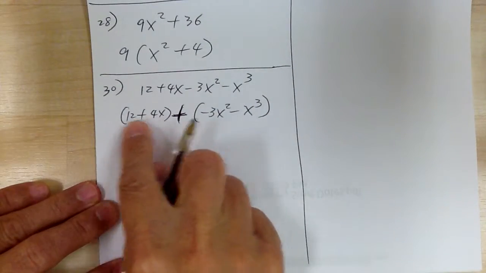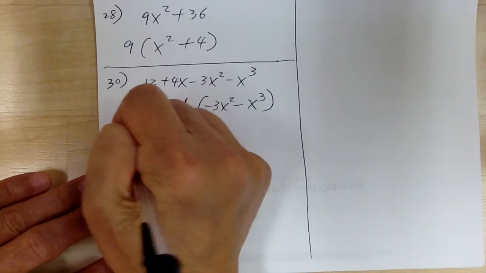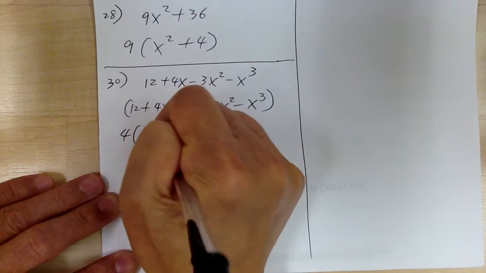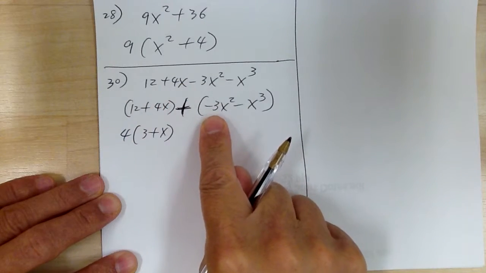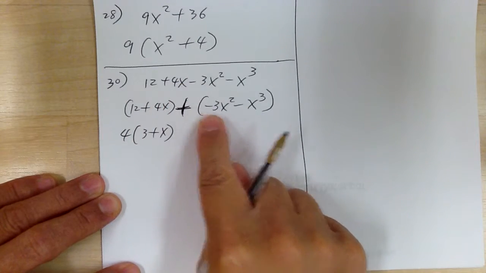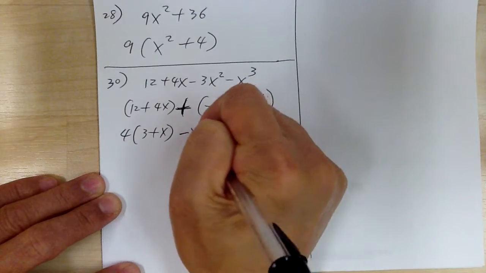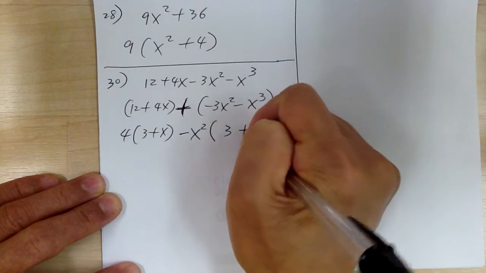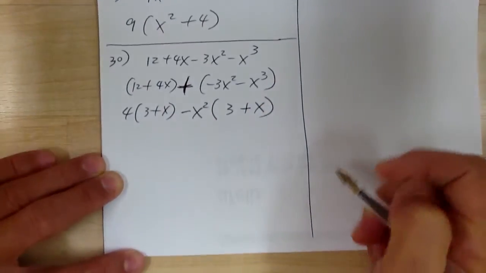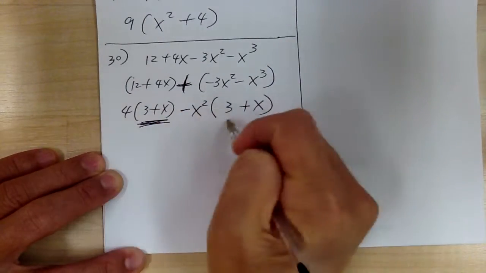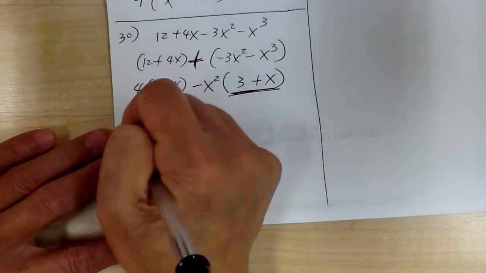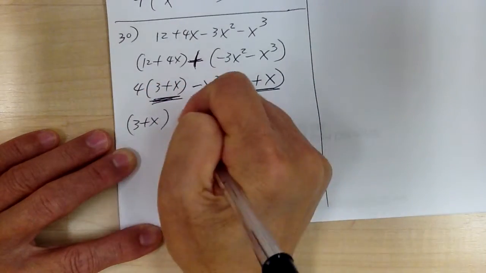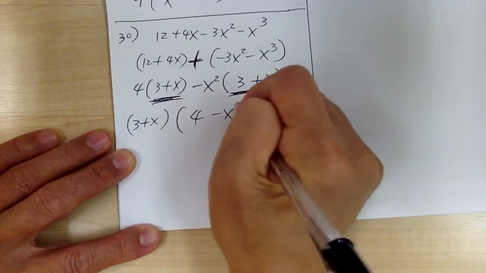Okay, so the first group, you can factor out the 4. Over here, when you have a negative, you have to factor out the negative. So you have to factor out negative x squared. And so you get 3 plus x left over. Now you've got 3 plus x here, you've got 3 plus x over here. So factor out the 3 plus x. The leftover would be 4 minus x squared.